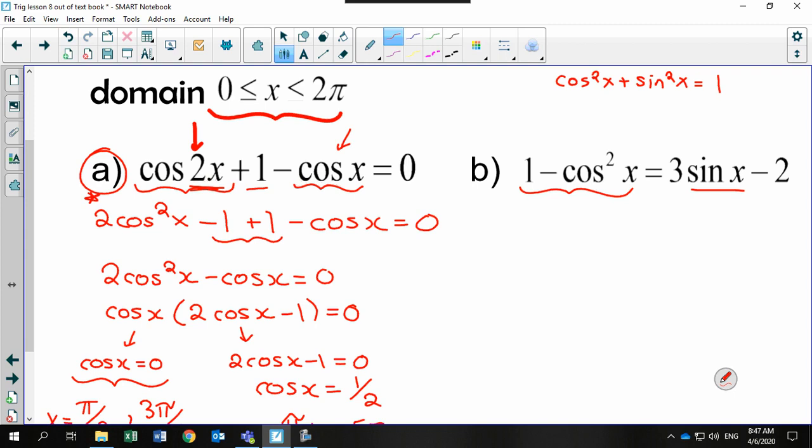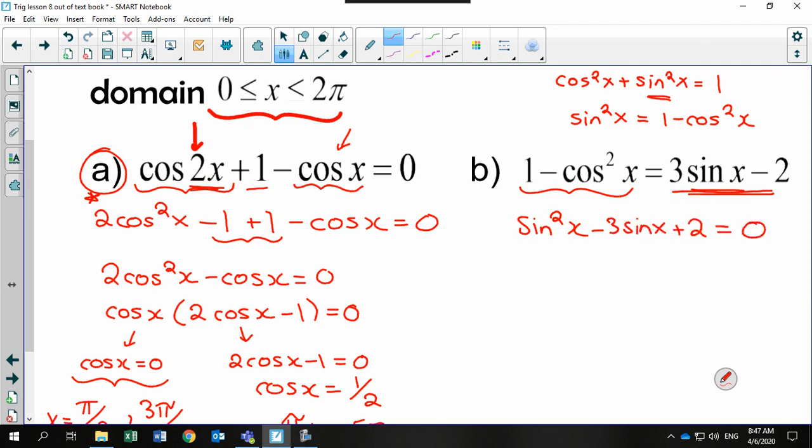So we are going to replace cos squared x. I want to get it as sine. So I know that sine squared x is actually equal to 1 minus cos squared x using this identity. So this is simply sine squared x. I'm going to bring this stuff over to the other side. So I'm going to get sine squared x minus 3 sine x plus 2 equals 0.